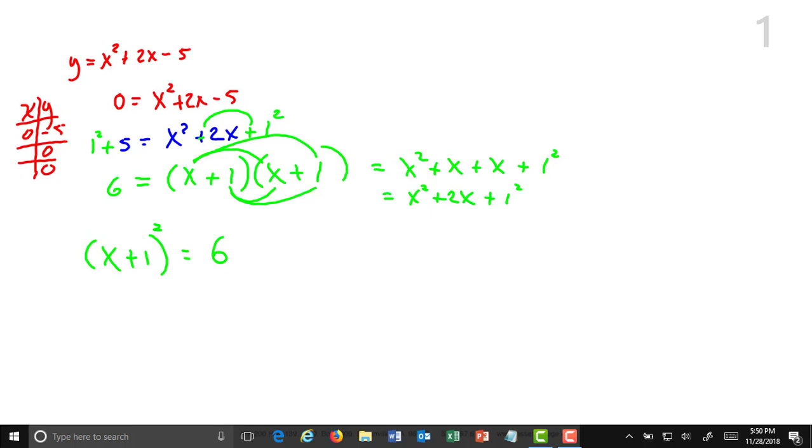What am I trying to solve for? X. X, right? It goes here and here. Okay, now, you probably missed this too. We went over square roots. It turns out the square root is equal to what?